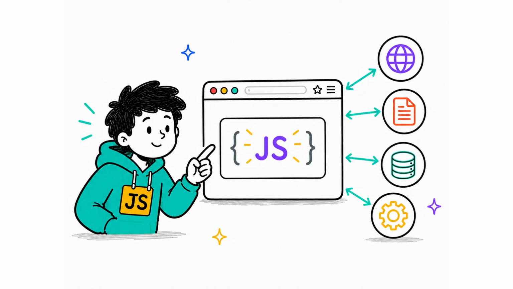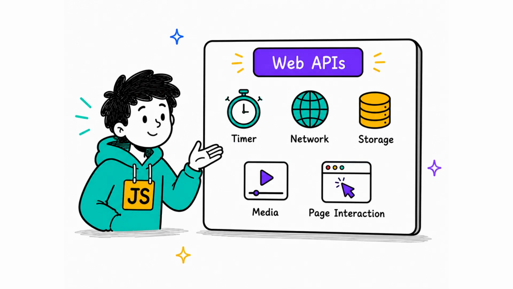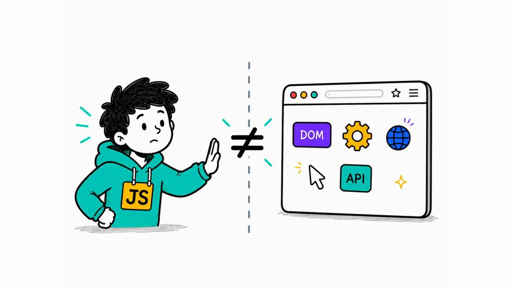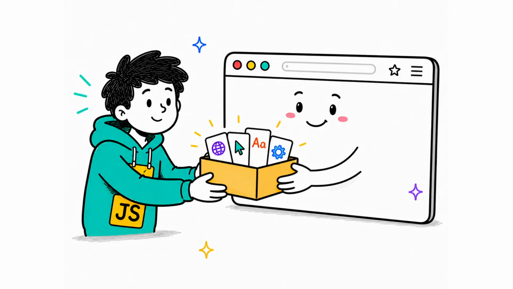JavaScript also communicates with special features provided by the browser. These are called web APIs. They allow JavaScript to interact with the page, respond to timers, make network requests, store data, play media, and use other browser capabilities. These features are not all part of the JavaScript language itself. The browser provides them to the JavaScript code.